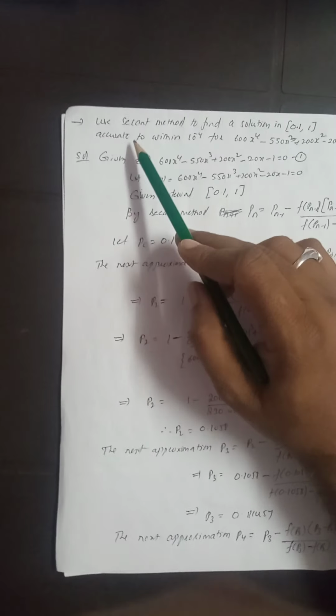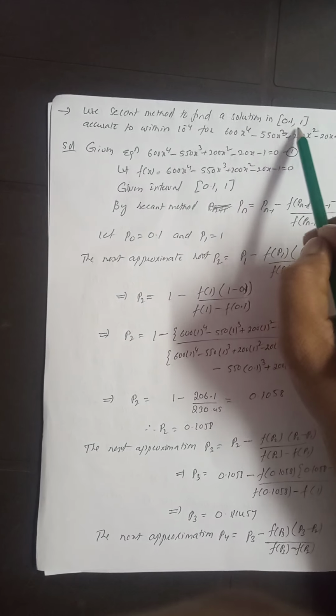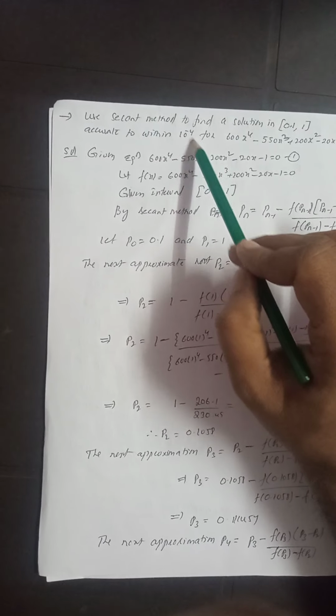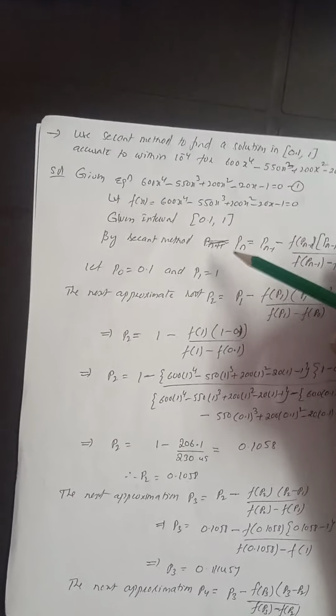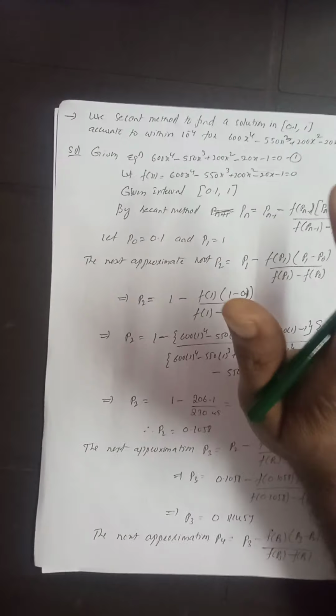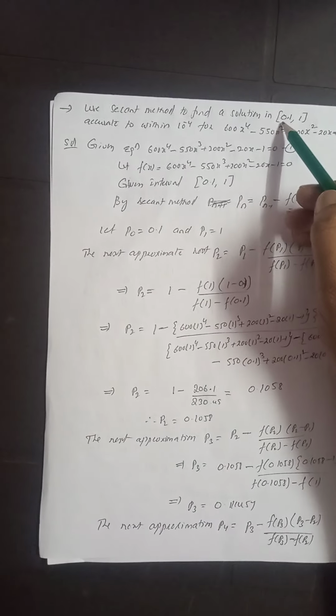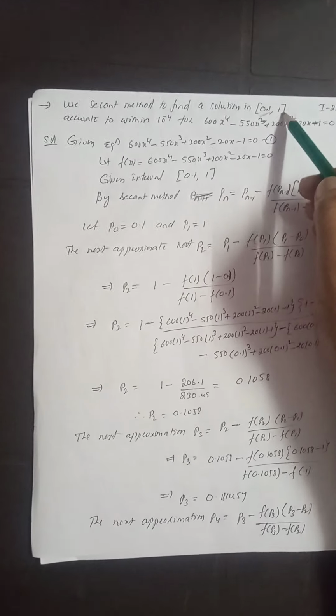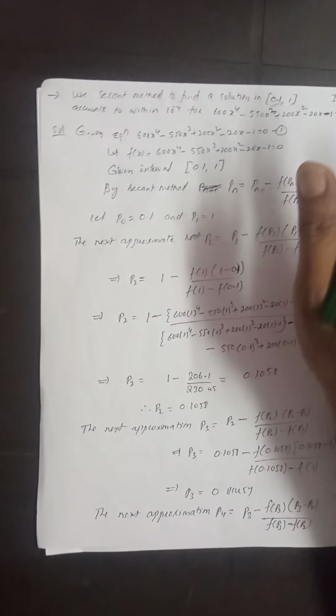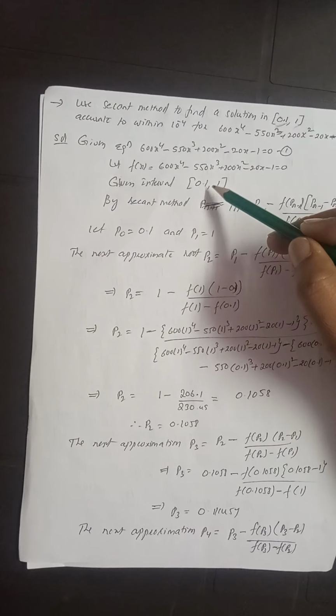Again another problem. This is a practical problem. Use secant method to find a solution accurate to 10 to the power of minus 4 for this equation. Now here the interval is given. P0, P1 values are not given. If you want to apply secant method, at least two values must be given, those are P0 and P1. If they are not given, we can choose the first value as P0 and the last value as P1 in the given interval. Here the given interval is 0.1 and 1.